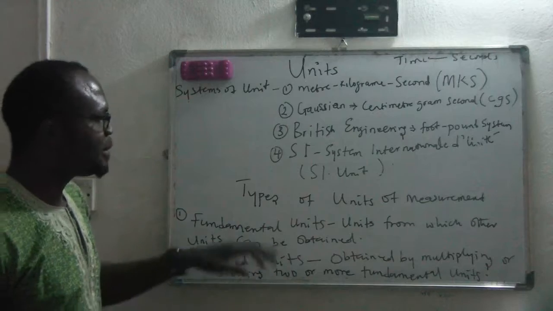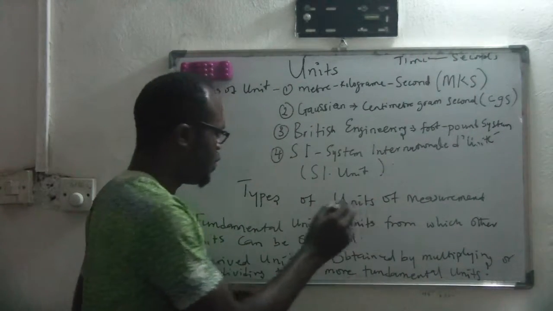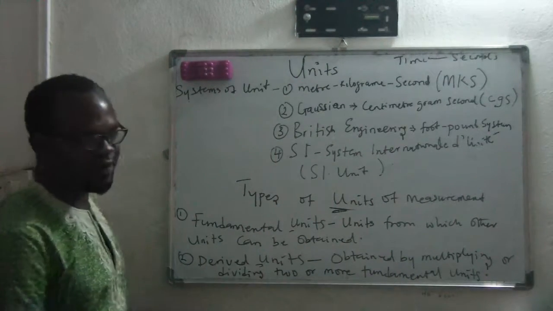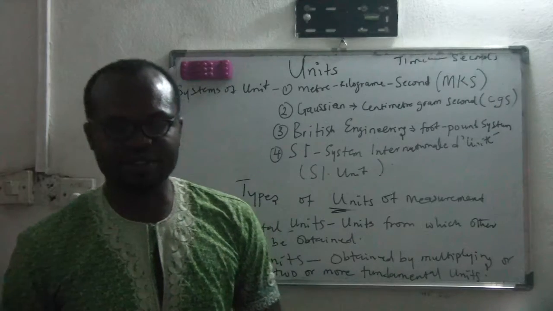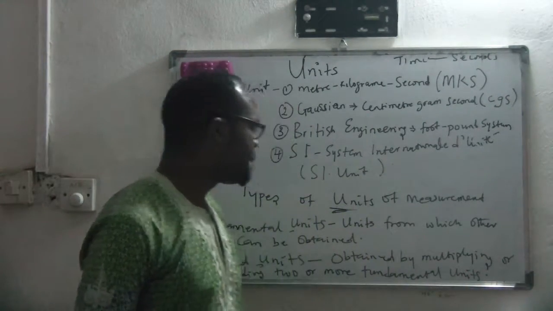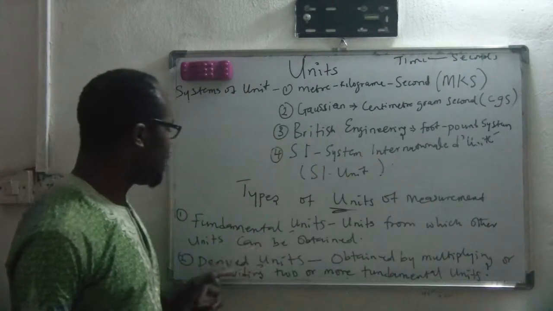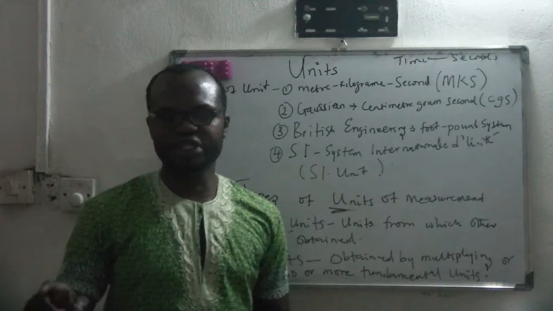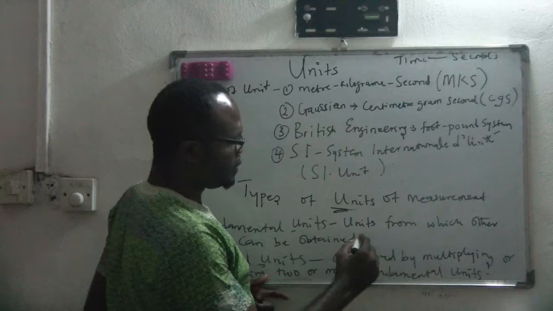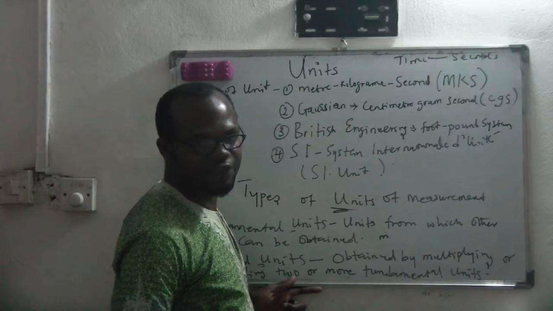Is that clear? Types of units of measurement. We have two types of units: the fundamental unit and the derived unit. Fundamental units are units from which other units can be obtained.